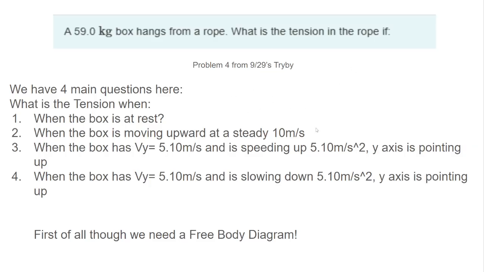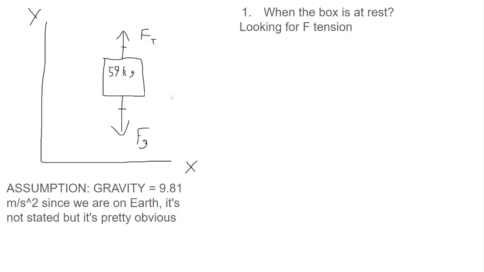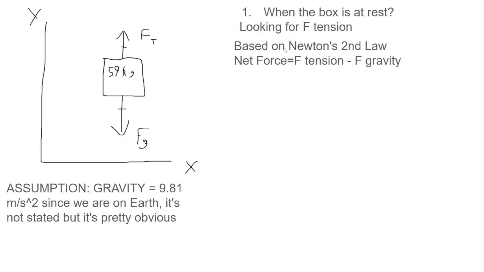But first we gotta draw a free body diagram. So here we go. Here's the diagram. Pretty much this just shows that the forces of tension and gravity are equal because we're going to be looking for the net force of them. And to do that, you need to do the tension minus the gravity to get zero. So yeah, that's based off Newton's law right here.